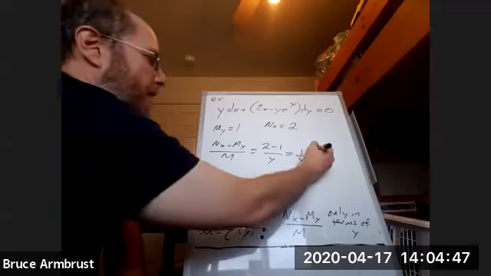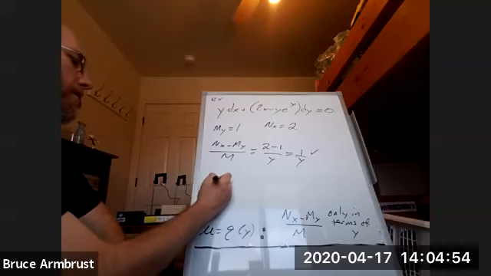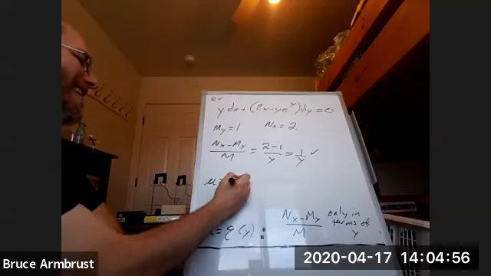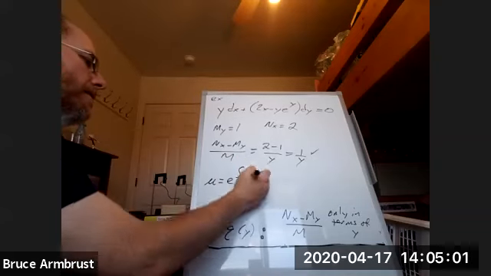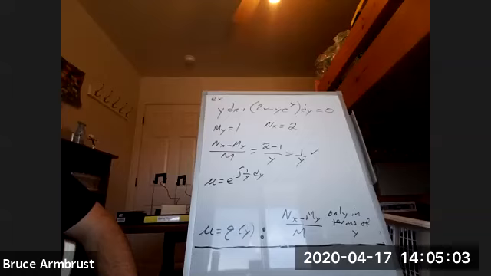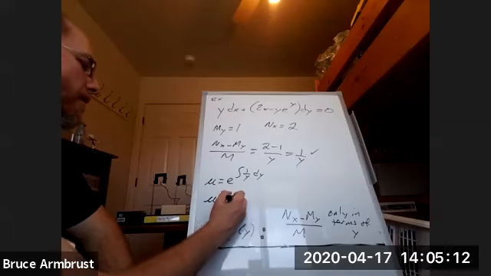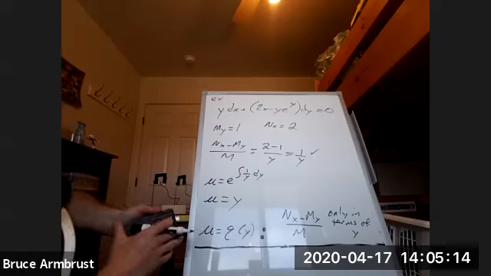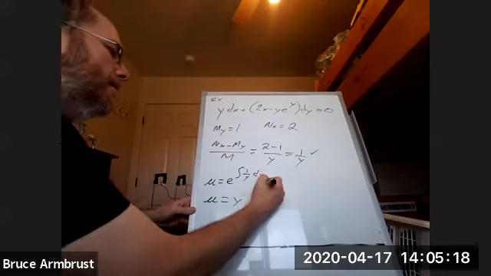So we'll put a check mark because things are looking good. So that means then if we want to find mu, it is going to be e to the integral of this. So e to the integral of 1 over y dy. Well, the integral of 1 over y is natural log of y. E to the natural log cancels. And so what we find for this one is that we need mu equals y.